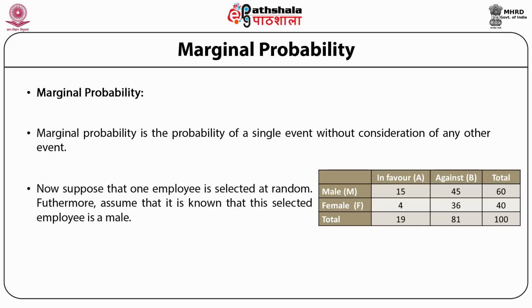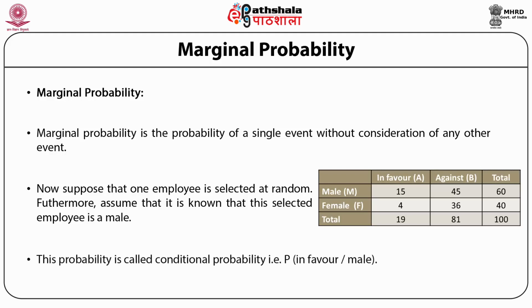Now suppose that one employee is selected at random. Further, assume that it is known that this selected employee is male. In other words, the event that the employee selected is a male has already occurred. What is the probability that the employee selected is in favor of paying high salaries to CEOs, given male? This type of probability is called conditional probability, that is, the probability of in favor given that male has already occurred.